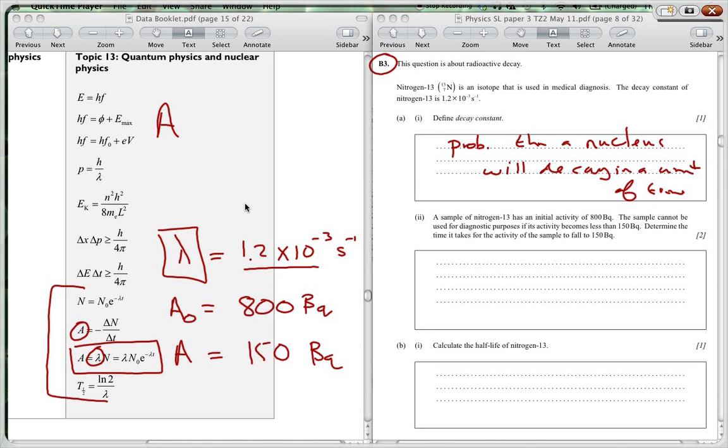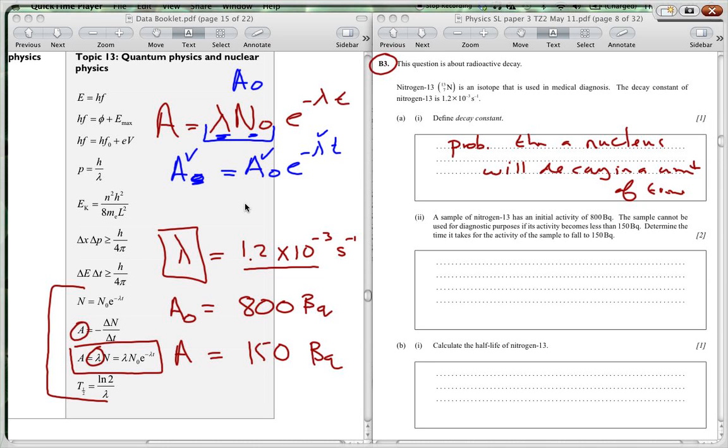So we're going to get A, our activity, is equal to lambda N0 e to the minus lambda t. Now this lambda N0 is actually your activity at time equal to 0, because this is the probability that one will decay, and this is the number of particles that are available. So this actually gives you activity. So we could write this as A equals A0 e to the minus lambda t. And we see we've got that, and we just need to find our t.